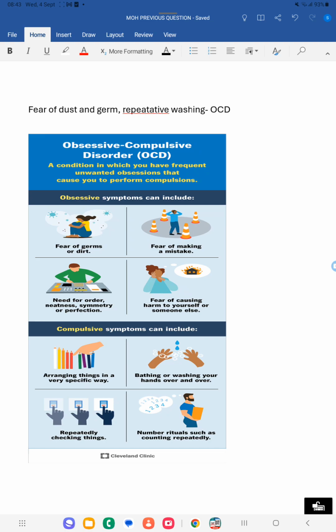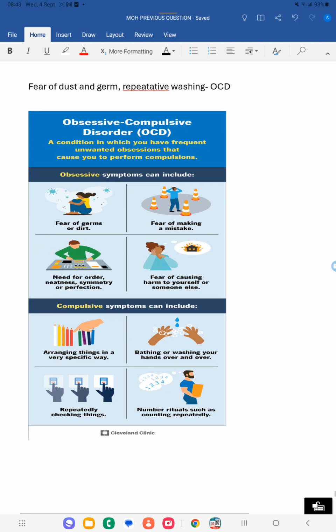Okay, because of the fear the patient will be repeatedly doing some activities. The fear of germs and dirt, fear of making a mistake, need for order, neatness, symmetry or perfection, fear of causing harm to yourself or someone else. So such types of fear will be there. To overcome that fear they will be repeatedly doing some activities. So that is the main symptom of OCD. Because of some belief, to remove that belief they will be repeatedly doing some activities. So that is the main symptom of obsessive compulsive disorder.